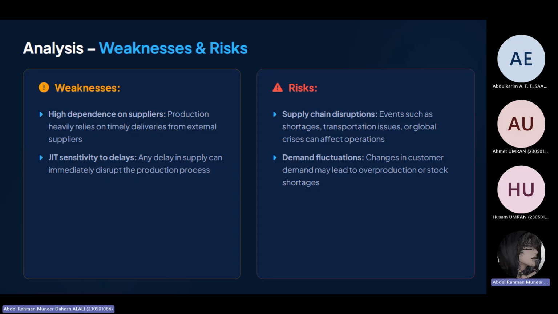Now, moving to the risks. A major risk is supply chain disruption. Events such as material shortages, transportation problems, or global crises can interrupt the flow of materials and impact overall operations. Another risk is demand fluctuations. Changes in consumer demand can create imbalance, leading to either overproduction or product shortages. Overall, Ford's system is highly efficient, but it is also very sensitive to external factors and forces, which makes it risky and hard.